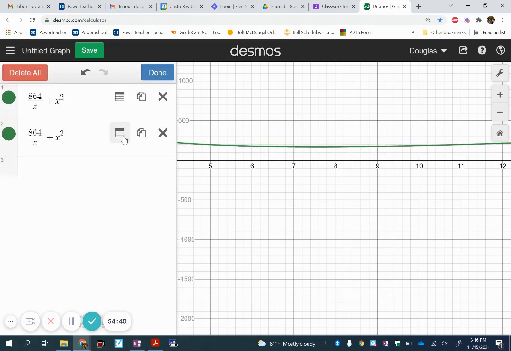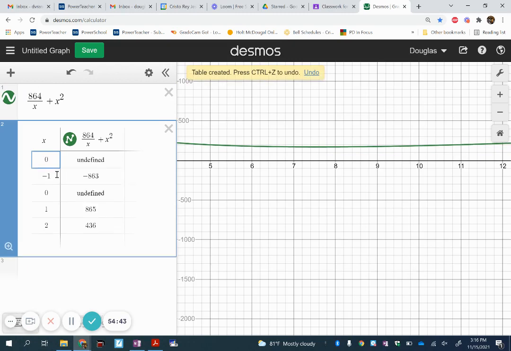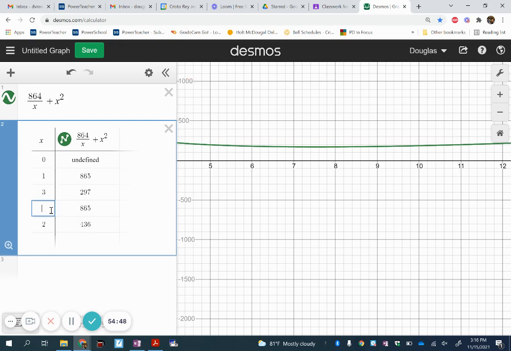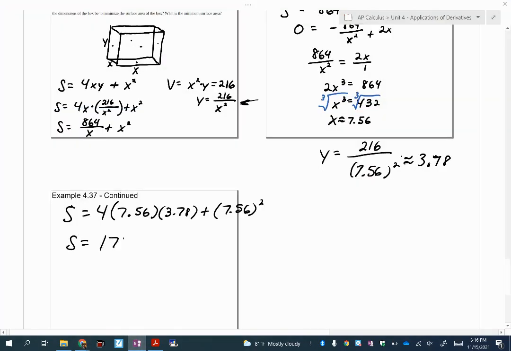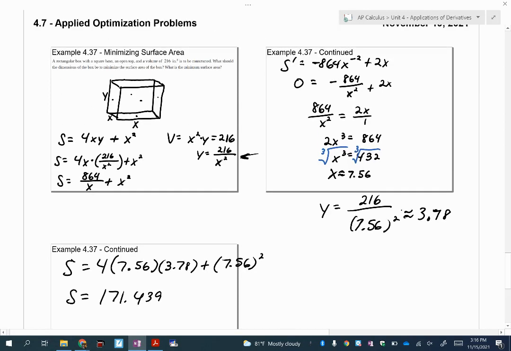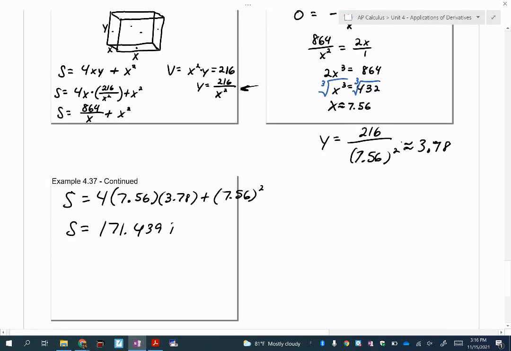I'm looking at values between 0 and, I think, 7, so maybe 3, 5, 7. I'll do 9 as well. This will show you where my minimum value is, which is right there at 7.56, which remember I found approximately. So right here is 7.56 with the surface area minimized at 171.439 square inches.